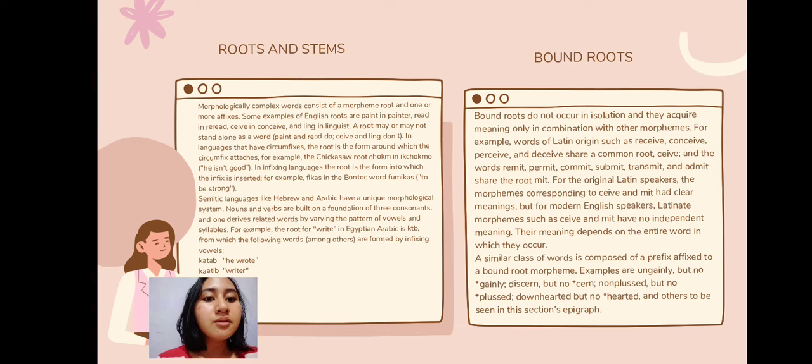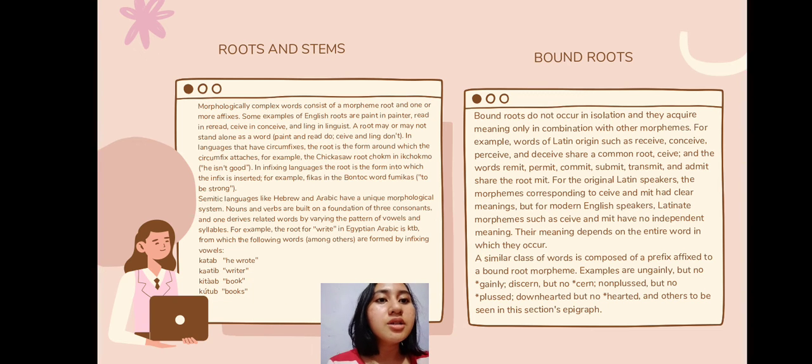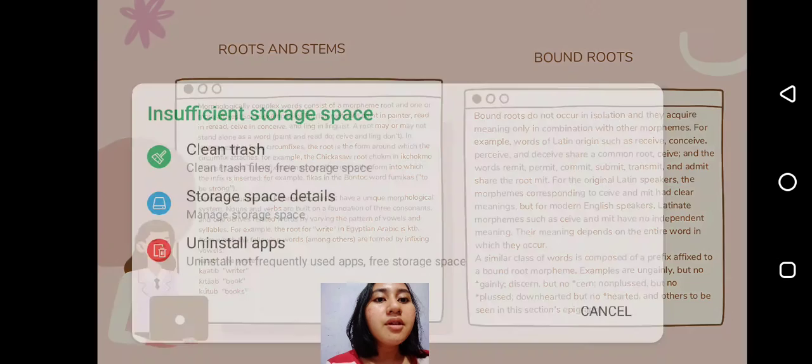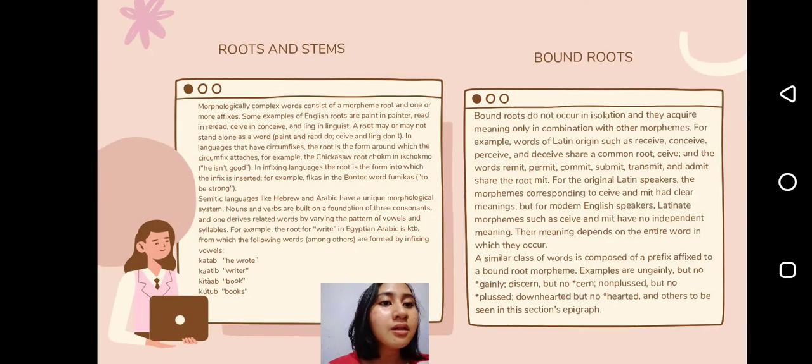Next, roots and stems. A morphologically complex word consists of a morpheme root and one or more affixes. Some examples of English roots are paint in painter, read in reader, ceive in conceive, and ling in linguist. A root may or may not stand alone as a word. Paint and read do, but ceive and ling do not.